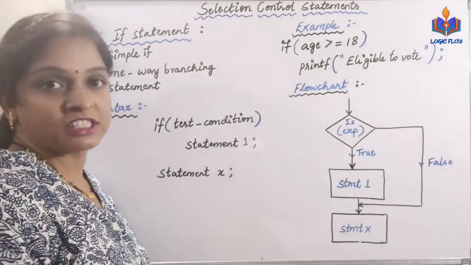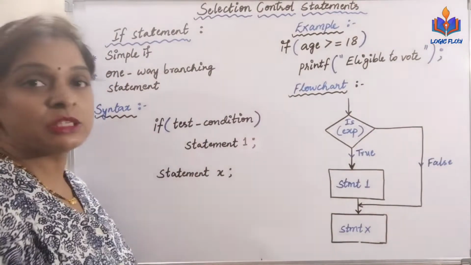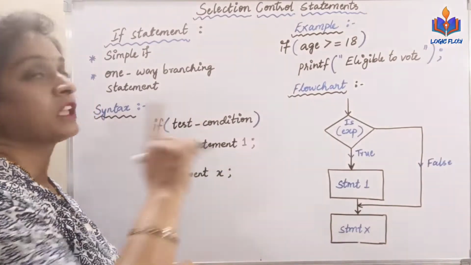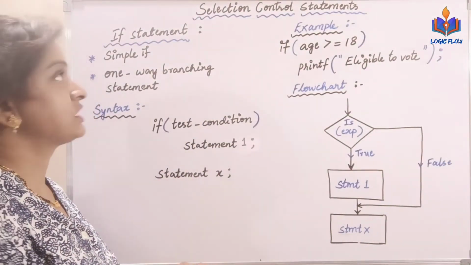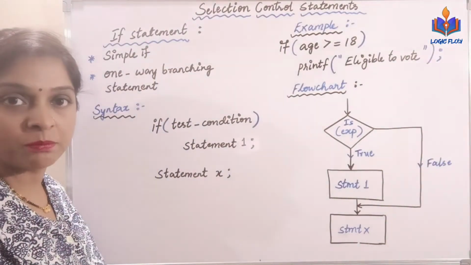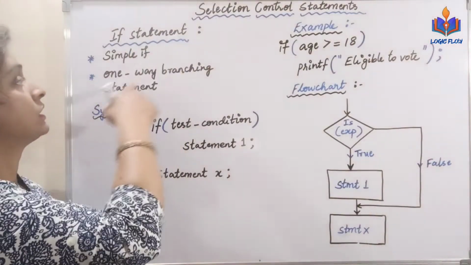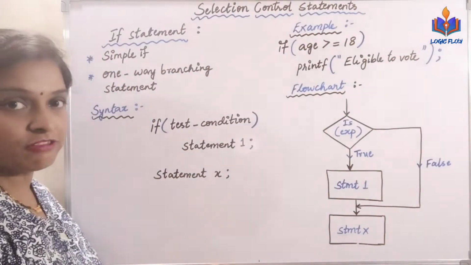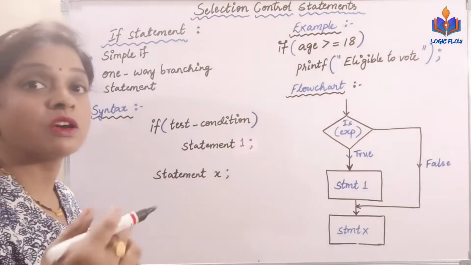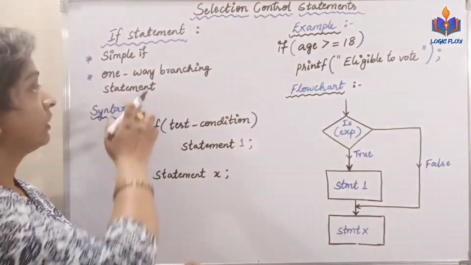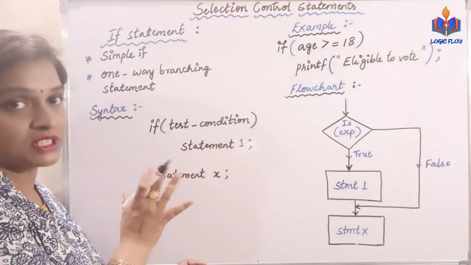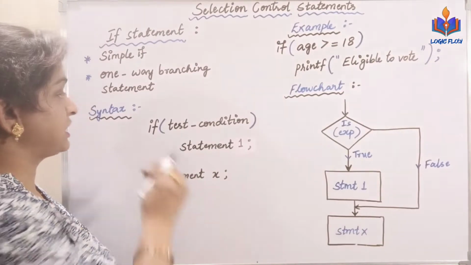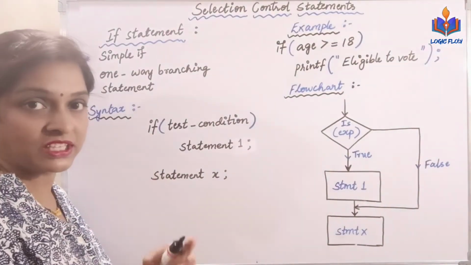Selection control statement. So in today's video we will discuss the simple if statement, the first type of selection control statement. Simple if statement is also called one-way branching. First of all, it is called simple if, or it can also be called one-way branching. And let us see how to use this simple if. The keyword used for this statement is if, and it should be in lowercase.